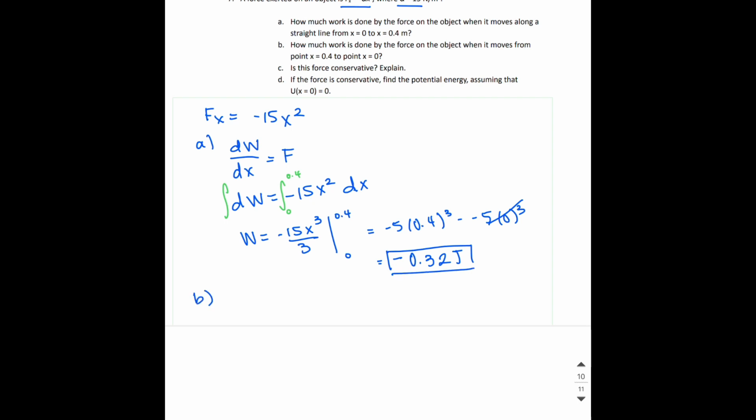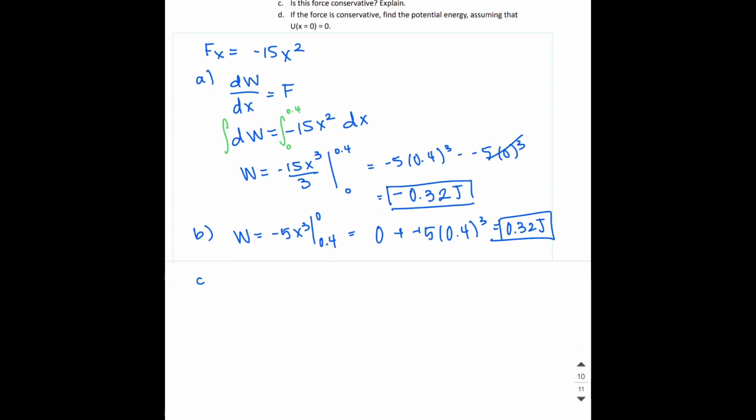Part B is asking for how much work is done on the object when it moves from 0.4 to 0. That's going to give me the same equation, except this time I'm going to use negative 5x cubed from 0 to 0.4. And in that case, I end up with 0, because if I plug in 0, everything cancels out, minus a negative 5 times 0.4 cubed, and that turns into a positive, and I end up with a positive 0.32 joules. So one is negative and one is positive.